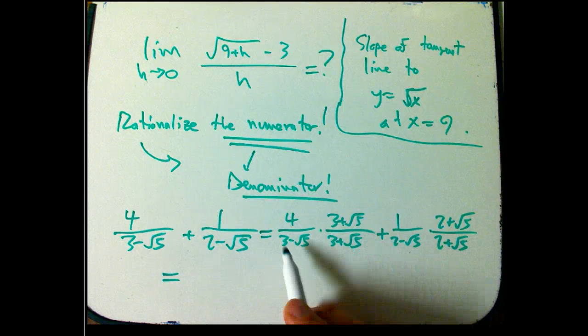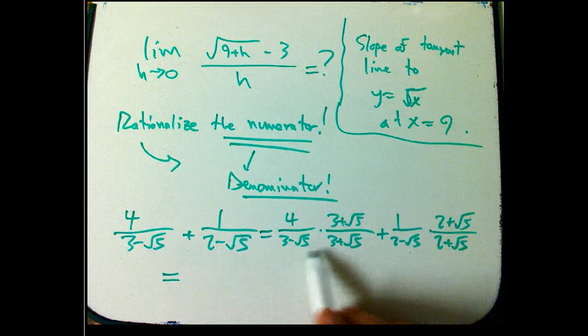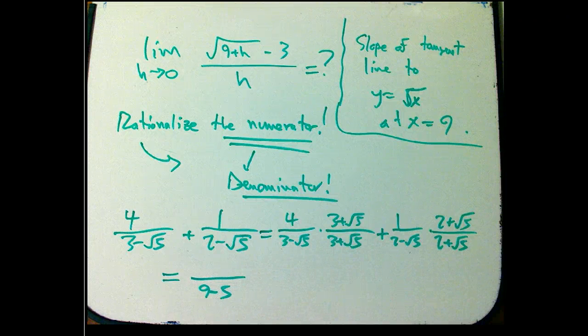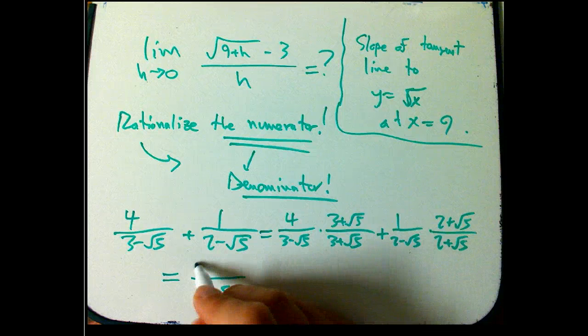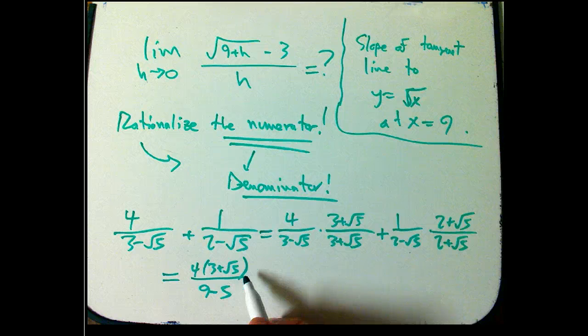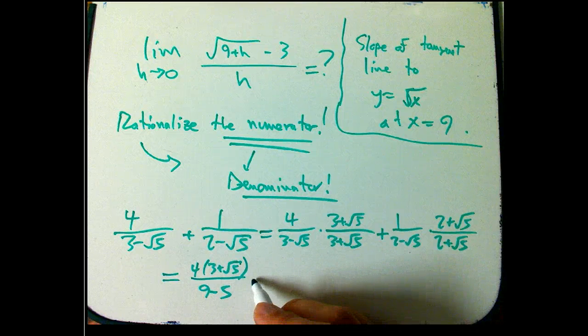Okay. It's because this is (a minus b)(a plus b), so that's going to be a squared minus b squared. 3 squared minus root 5 squared. That's 9 minus 5, and that's just going to be 4. Oh, hey, it happens to cancel the 4. And then you still have the 3 plus root 5 on the top. So you might think, well, I've still got the root. But it's in a numerator, and it's going to be much, much better.